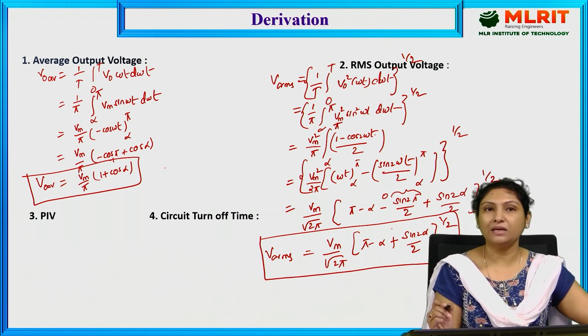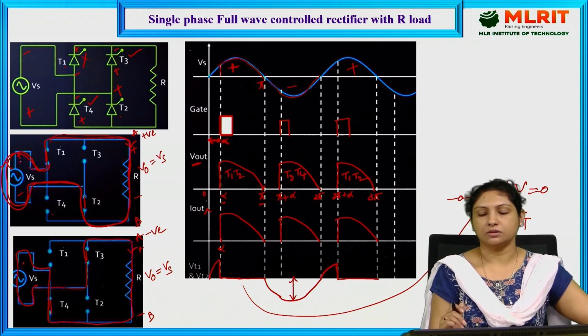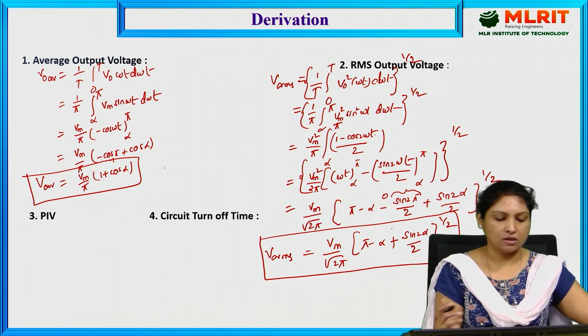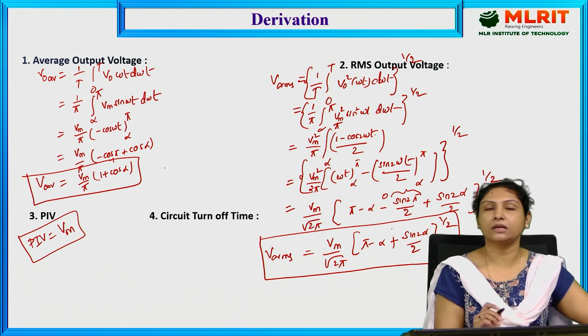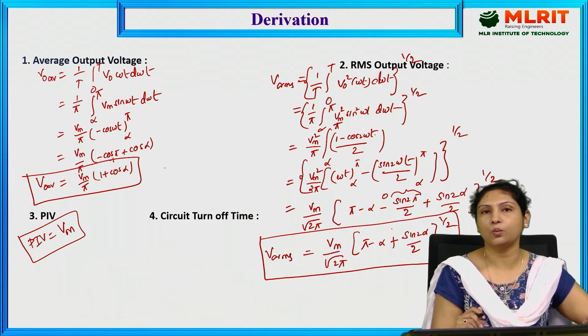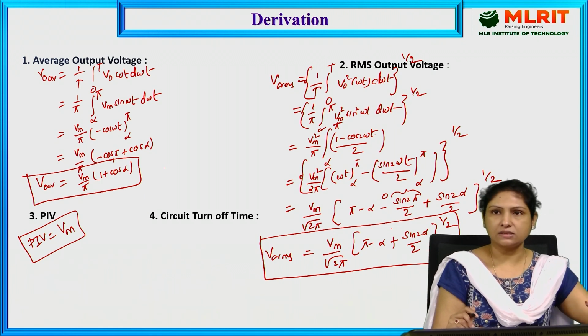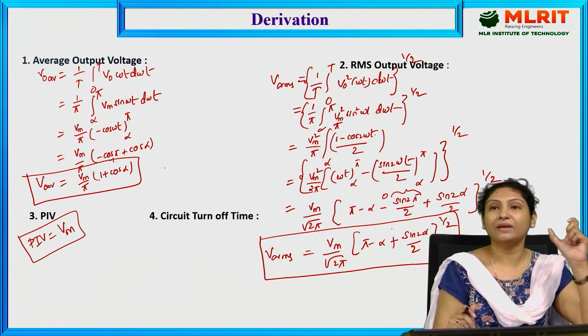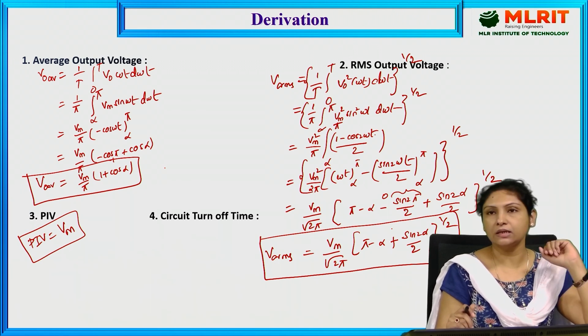Coming to the peak inverse voltage, peak inverse voltage is the maximum negative voltage which is applied across the thyristor during the off condition. So that is nothing but Vm. That is the reason the formula for peak inverse voltage is equal to Vm. It is minus Vm, but we will consider only magnitude, that is Vm.